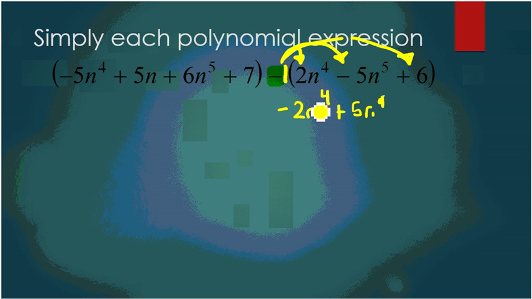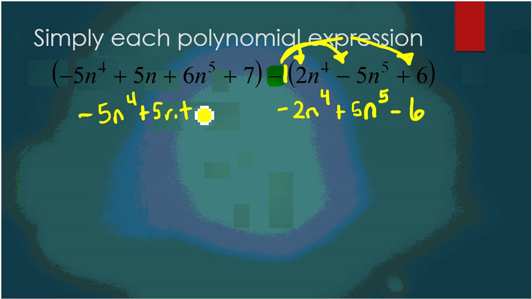Oops, let me clean that up a little bit. Okay, 5n to the fifth. And then negative 1 times positive 6 is negative 6. Bring down the rest of it: negative 5n to the fourth plus 5n plus 6n to the fifth plus 7. All right, so now we're going to combine like terms.